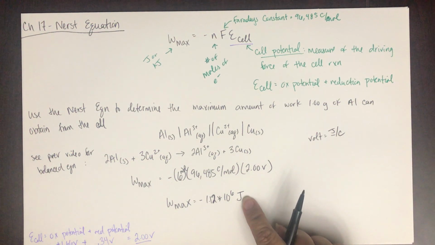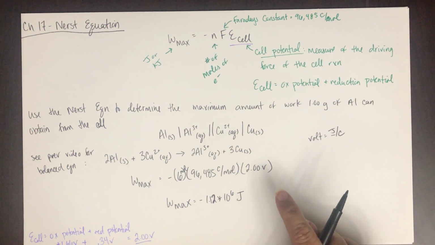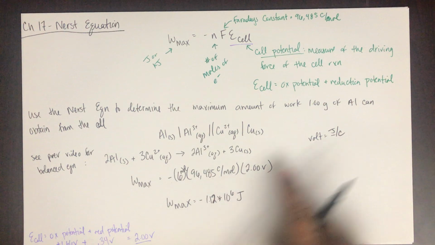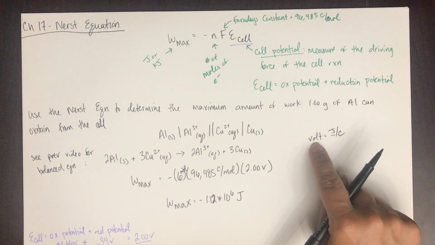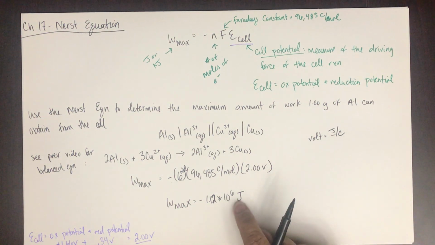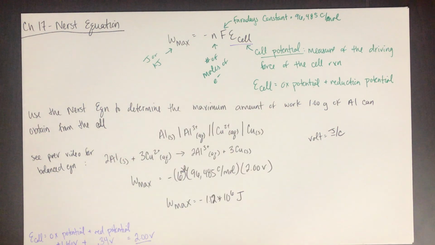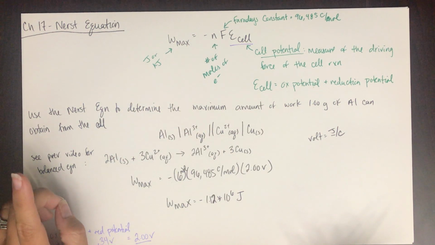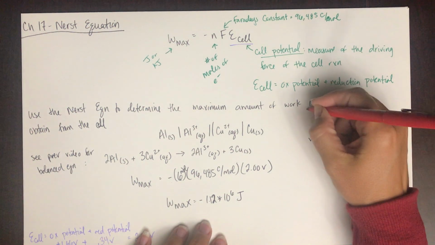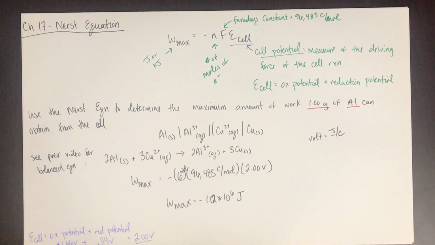And reporting it in joules is fine unless the question is asking for kilojoules. Either joules or kilojoules is fine. If you're solving it as is, it has to be in joules because the unit of a volt is a joules per coulomb. So this is the maximum amount of work that this reaction can undergo. But that's not what the question asks. The question says, how much work can 1 gram of aluminum do?